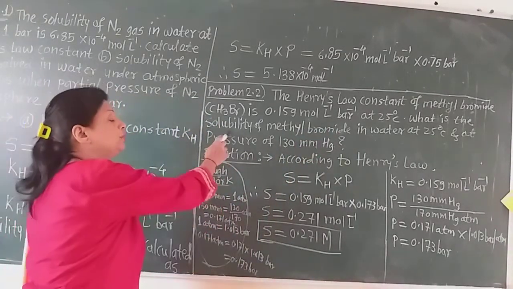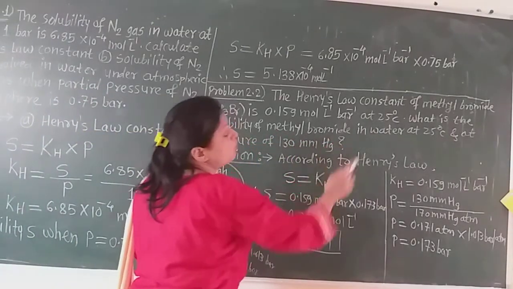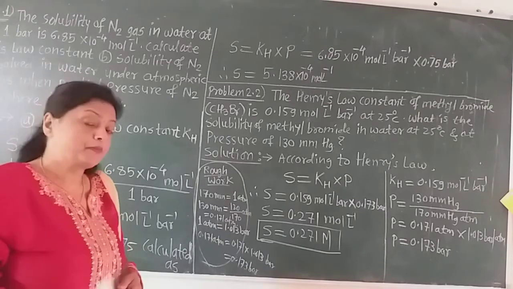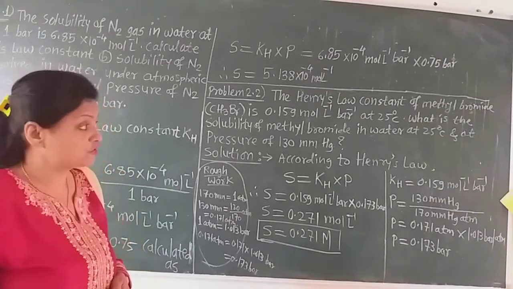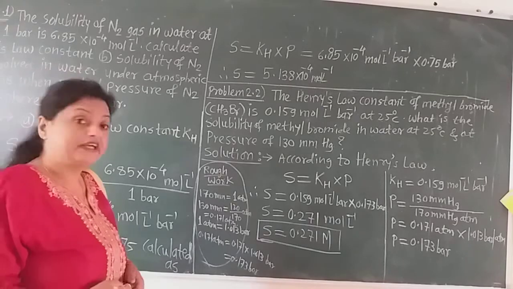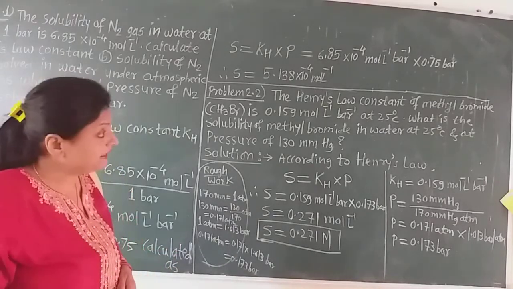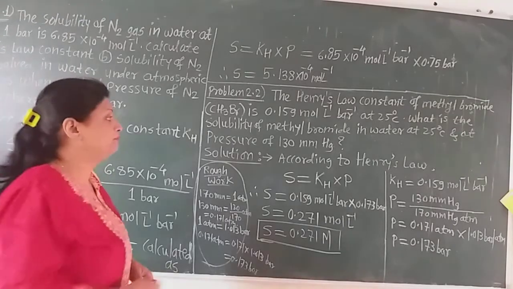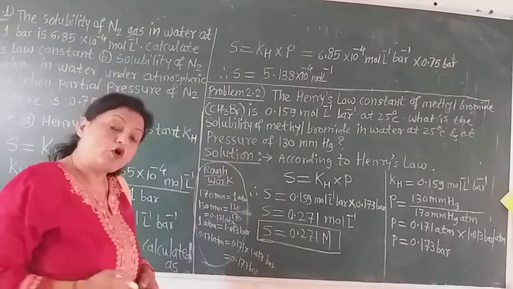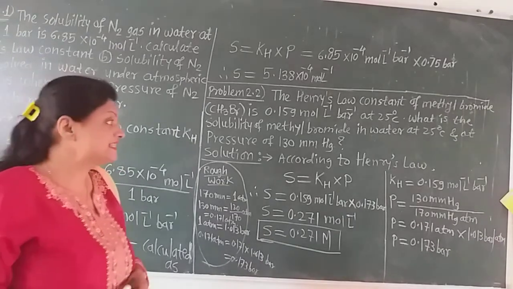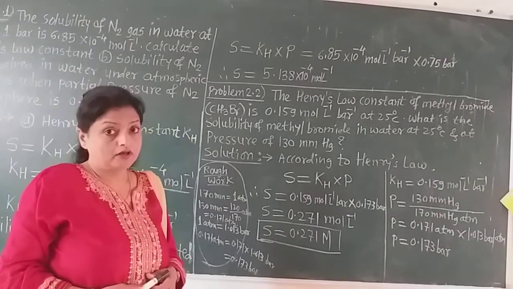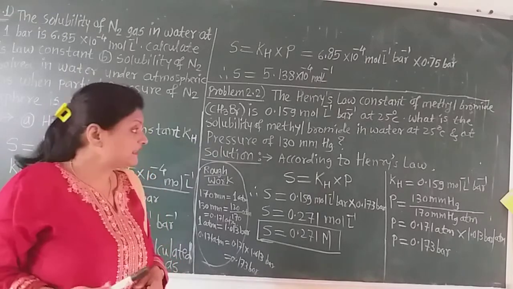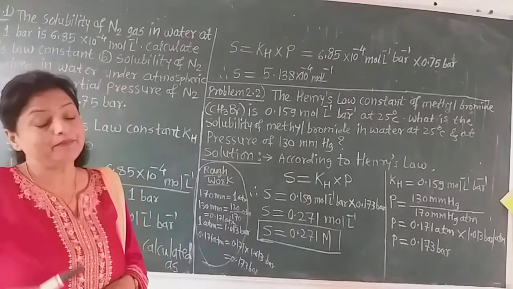What is the solubility of methyl bromide in water? They ask us to calculate the solubility. The value of KH, that is Henry's law constant, is given, and we have to calculate S, the solubility in water at 25 degree centigrade and at a pressure of 130 mm of Hg. Now here pressure is given in mm, but we have to take the pressure in bar. So convert this pressure 130 mm into bar.